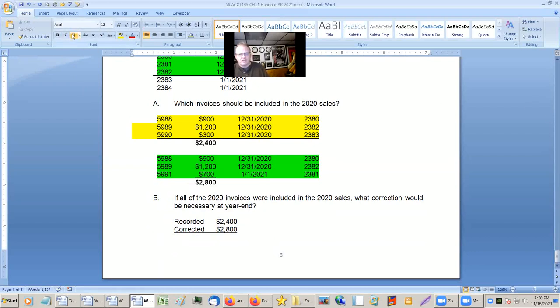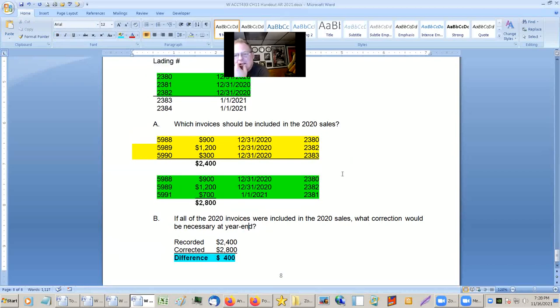And again, this one most likely is not fraud because they're showing it being $400 less, basically, than they should have. They should have had it at 2,800. They only have those at 2,400. So the difference is that. And it's possible it's fraud. It's possible they're trying to decrease the amount of taxes or something like that. But probably fairly unlikely in this case.